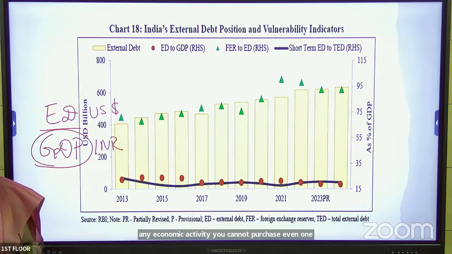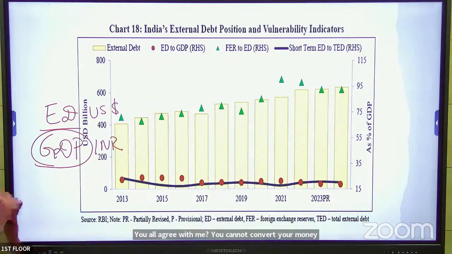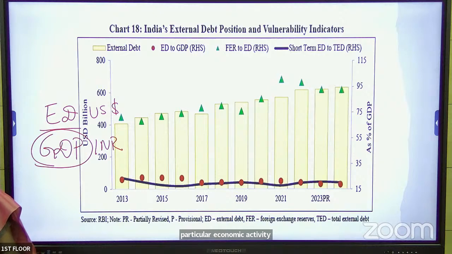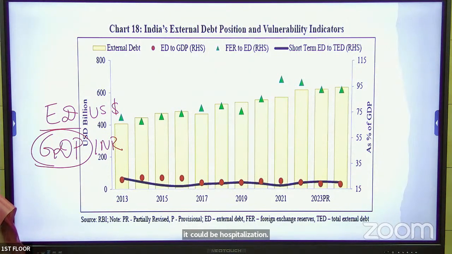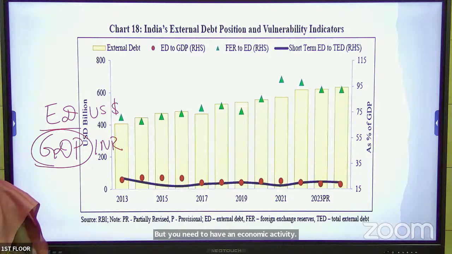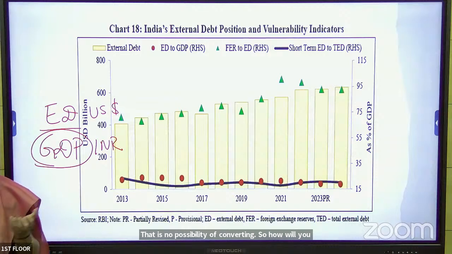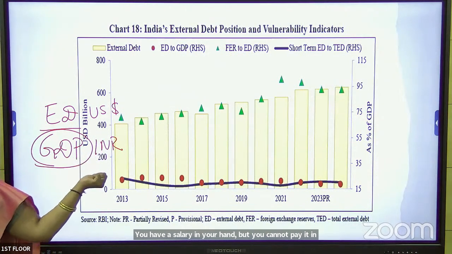You all agree with me? You cannot convert your money into foreign exchange unless and until there is one particular economic activity. It could be consumption, investment, travel, tourism, education, or hospitalization. But you need to have an economic activity. Otherwise, there is no possibility of converting. So how will you cover the external debt with the GDP you have? You have a salary in your hand, but you cannot pay it in dollars. Then how will it matter?